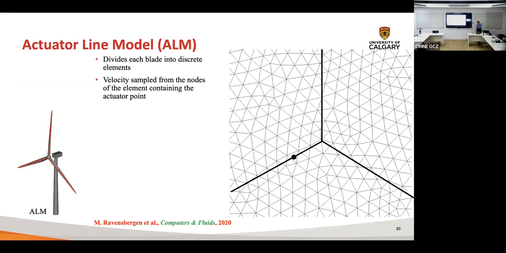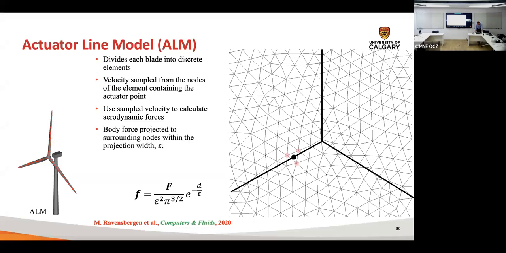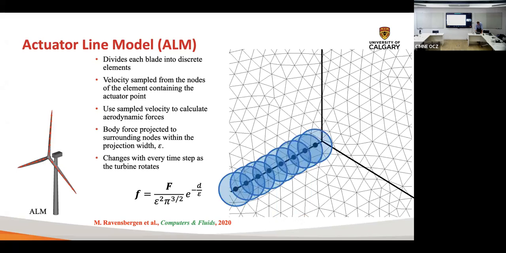Then you sample the velocity at that point from the surroundings. Then you use that sampled velocity to compute the aerodynamic force F using the classical blade element momentum theory. And then you project it back onto the background mesh as a body force, which will go directly into your momentum equation in the Navier-Stokes. This is called the Gaussian projection loop. You repeat this for every point as the blade rotates, and you mimic the presence of the blade on the surrounding fluid.